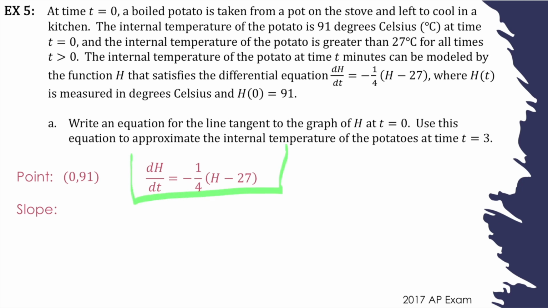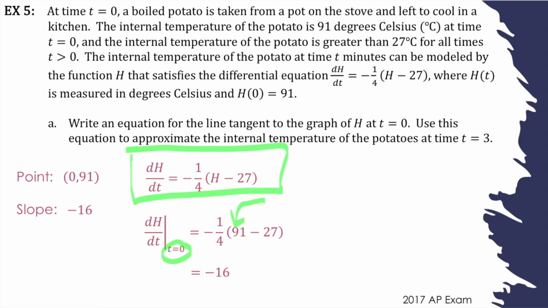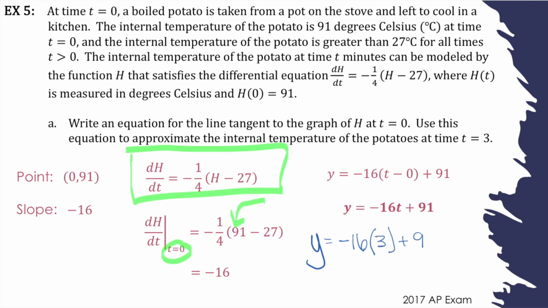So here's our slope formula. dH/dt equals -1/4 times (h minus 27). And it's at time 0 that we're interested in. So at time 0, we know that the temperature of the potato is 91 degrees. So the slope at time 0 is -16. Well, with our point and with our slope, we can now write the equation of our tangent line. Then the temperature of the potato at time t equals 3 would be -16, and just plug in 3, plus 91 degrees.